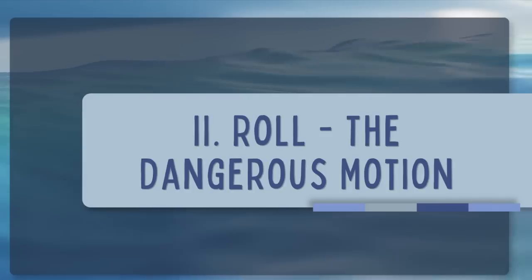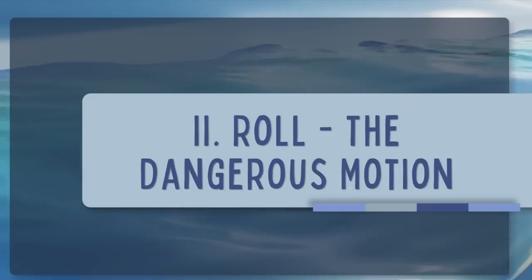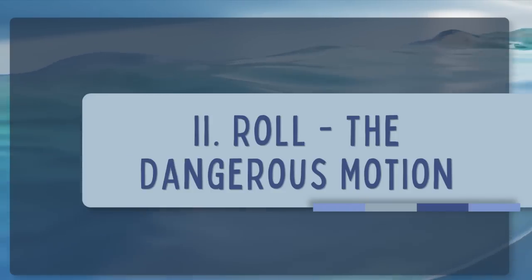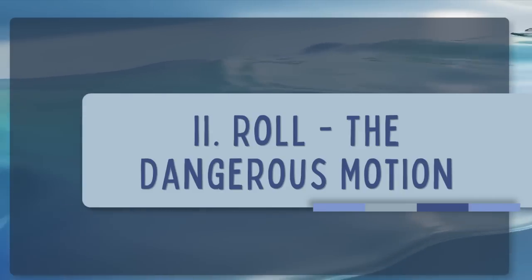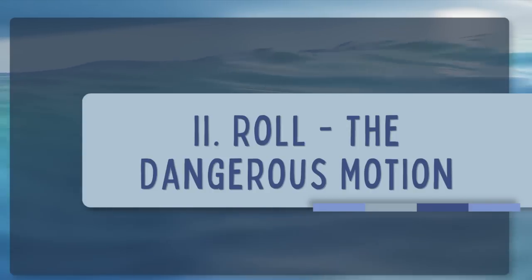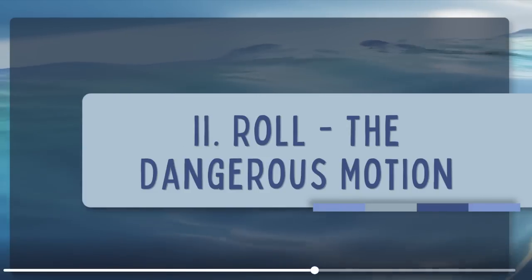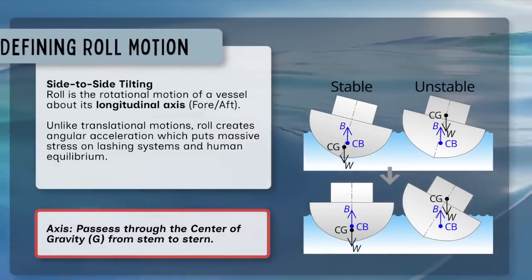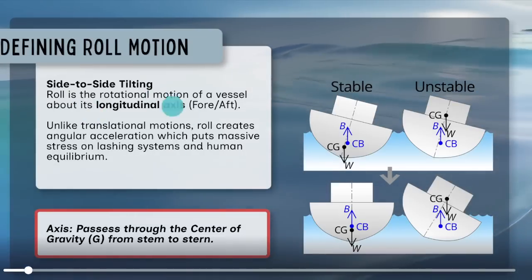So we are now going to discuss the roll, or what we call the dangerous motion. They call it the dangerous rotational or side-to-side motion of the ship because it occurs around its longitudinal axis due to wave action, particularly when the wave strikes the side of the hull. So this is the side-to-side tilting.